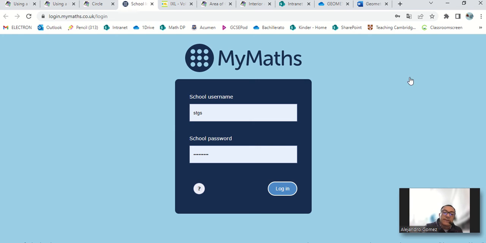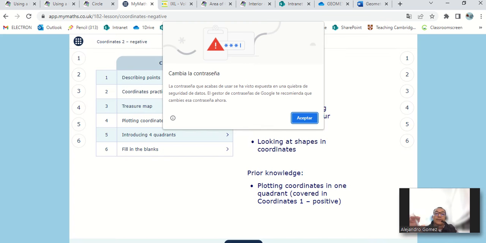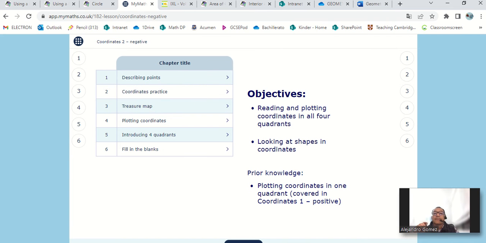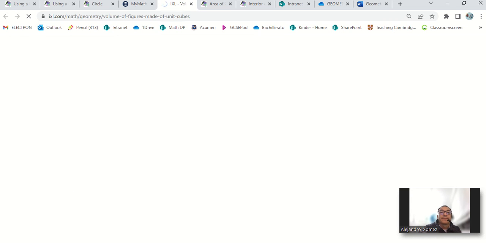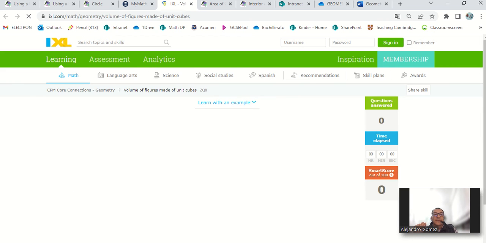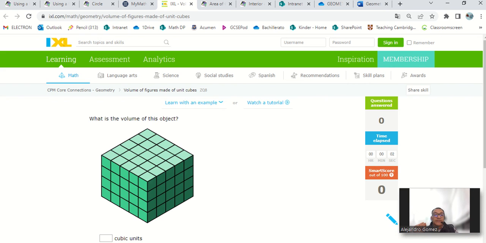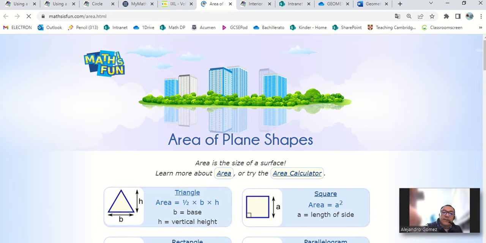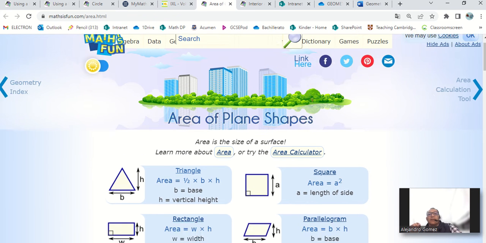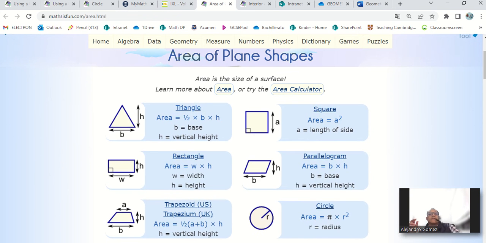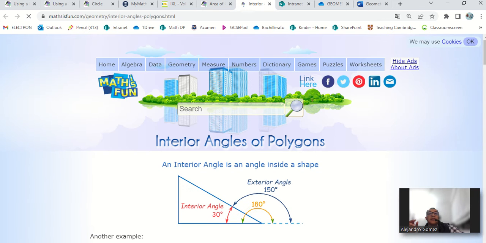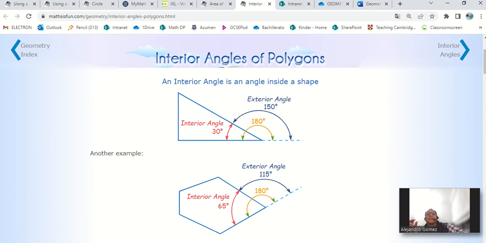Then let me look for the very exercise we want to find. All right, well, we accept it. And describing points, okay, this is for something else. Well, it seems that everything wants to ruin this video. These are the other exercises. Look, area of plane shapes, interior angles of polygons. Now, finally, we got it.